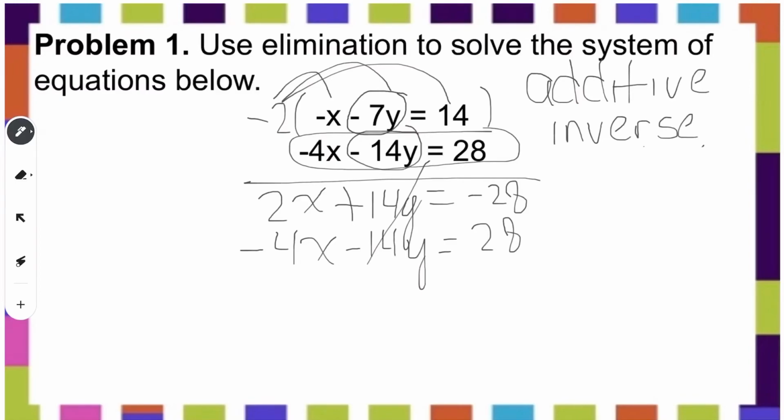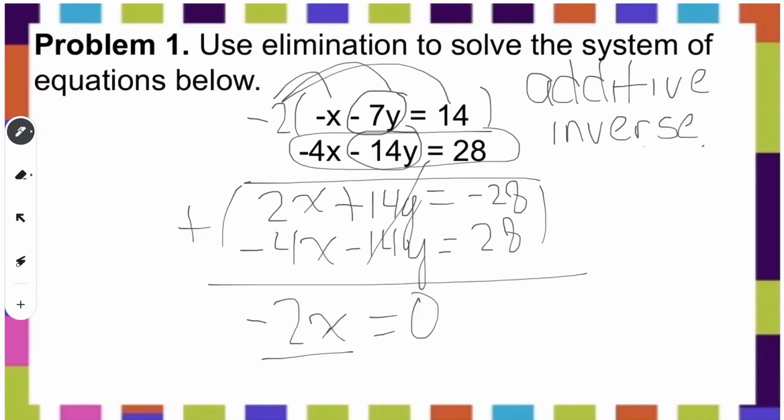We have to combine our two equations. We combine our equations by adding them together. 2x plus negative 4x is negative 2x. Again, we eliminated that, so we bring down our equal sign. Negative 28 plus positive 28 is 0. Our last step, we divide our coefficient because we want to solve for x. And x equals 0 because 0 divided by negative 2 is 0.